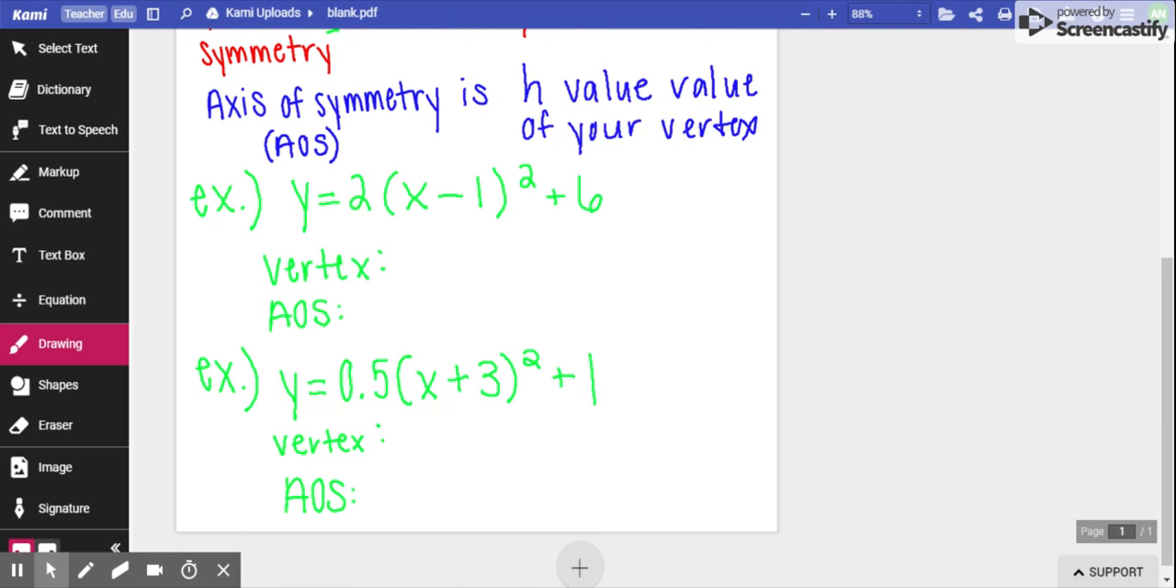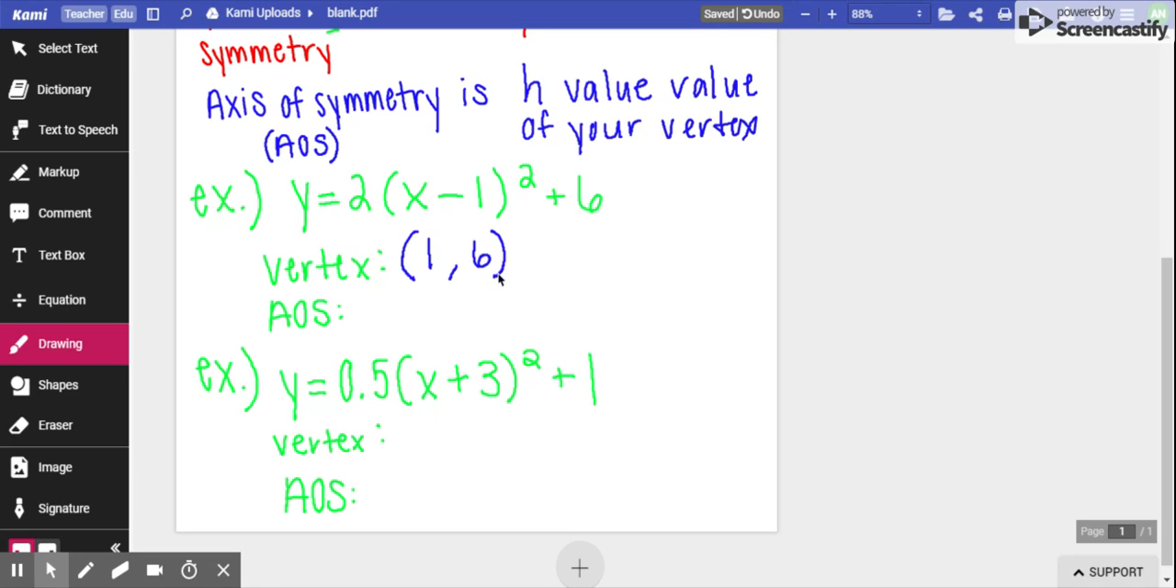To identify your vertex, you're looking at your h value and your k value. This is supposed to be a minus sign, and therefore that means my h value is a positive 1, because if it were actually a negative 1, that sign would have had to change. My k value is a positive 6. It's never trying to trick you. If you see a plus 6 out there, that means it is a positive 6.